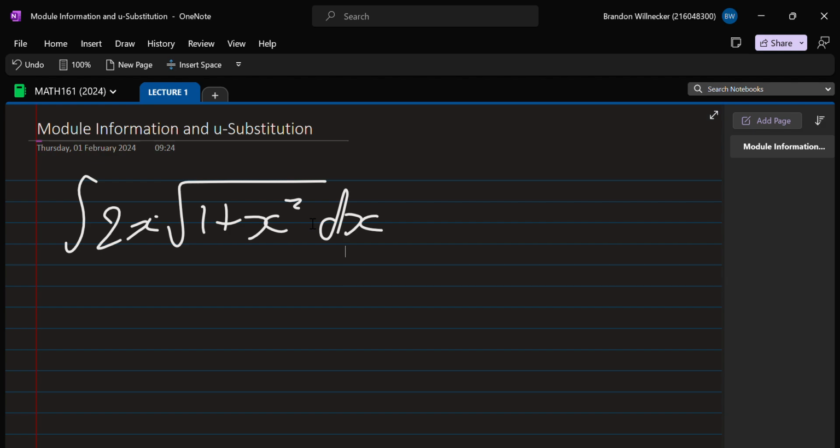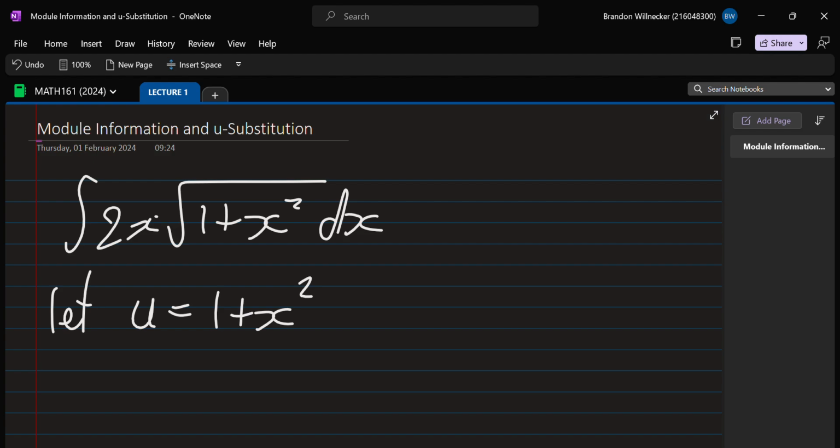Sometimes that's not the case, sometimes it is a bit more difficult, but usually we let u, our new variable, be that inside part. That inside function, we let that be u. That's the first step in this. Sometimes that's not the case, we'll see it a bit later, but that's a good starting point. We let u be that inside function, and then we continue. So, let u be equal to this inside part, 1 plus x squared.